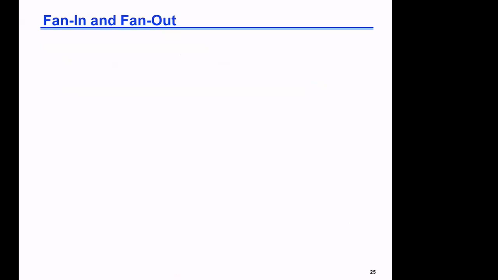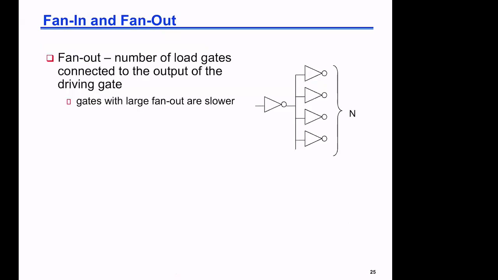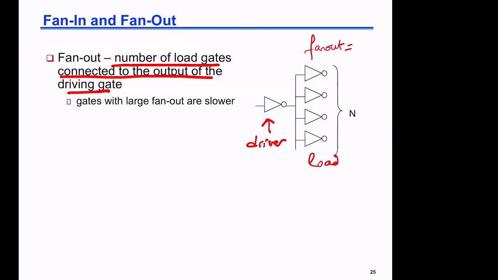What does fan in and fan out mean? Okay, so fan out means the number of load gates connected to the output of my gate. I am the driver, I am driving this load, and the fan out represents the number of load gates. So in this case, the fan out is equal to how much? It's equal to 4. Okay, thank you, Paul.